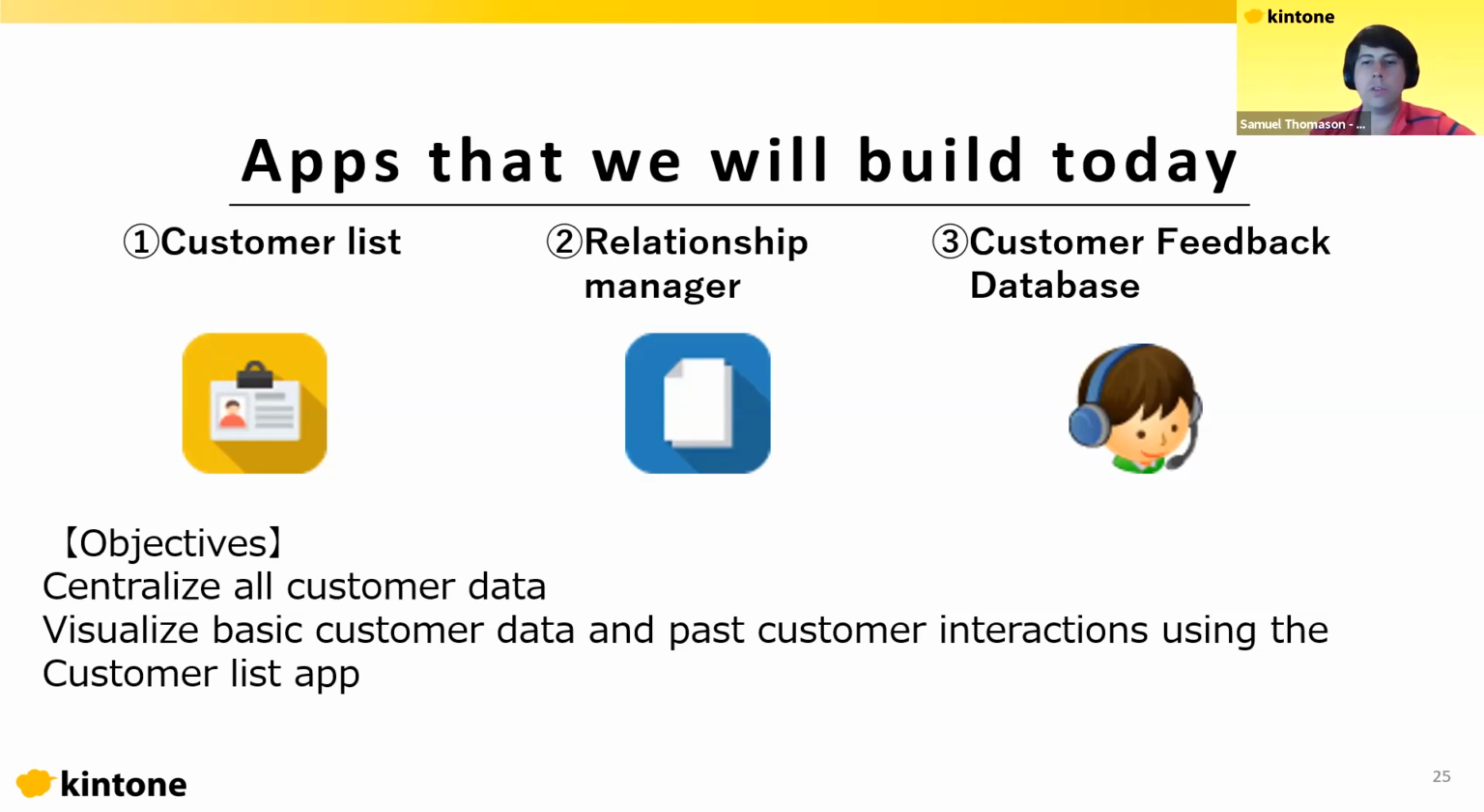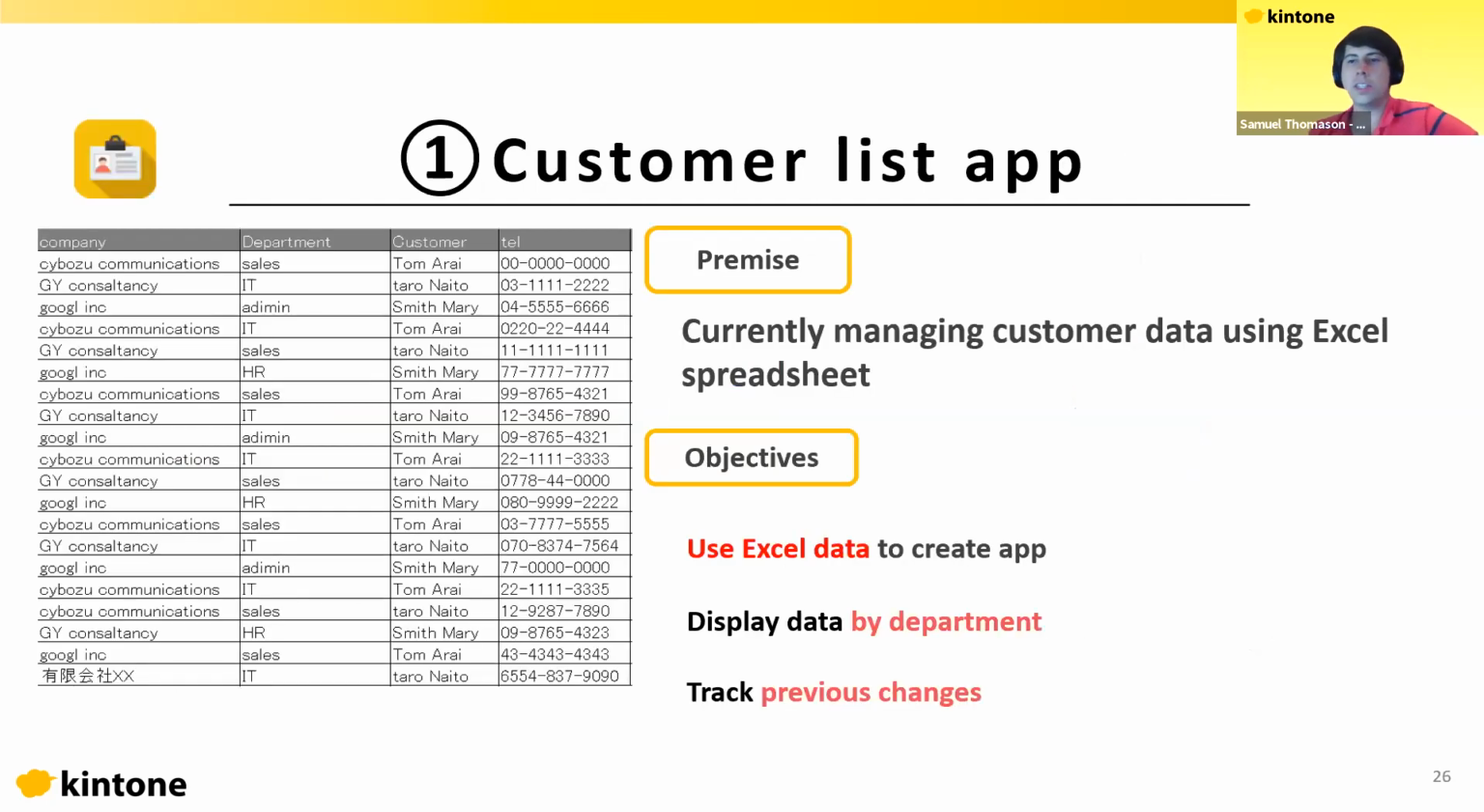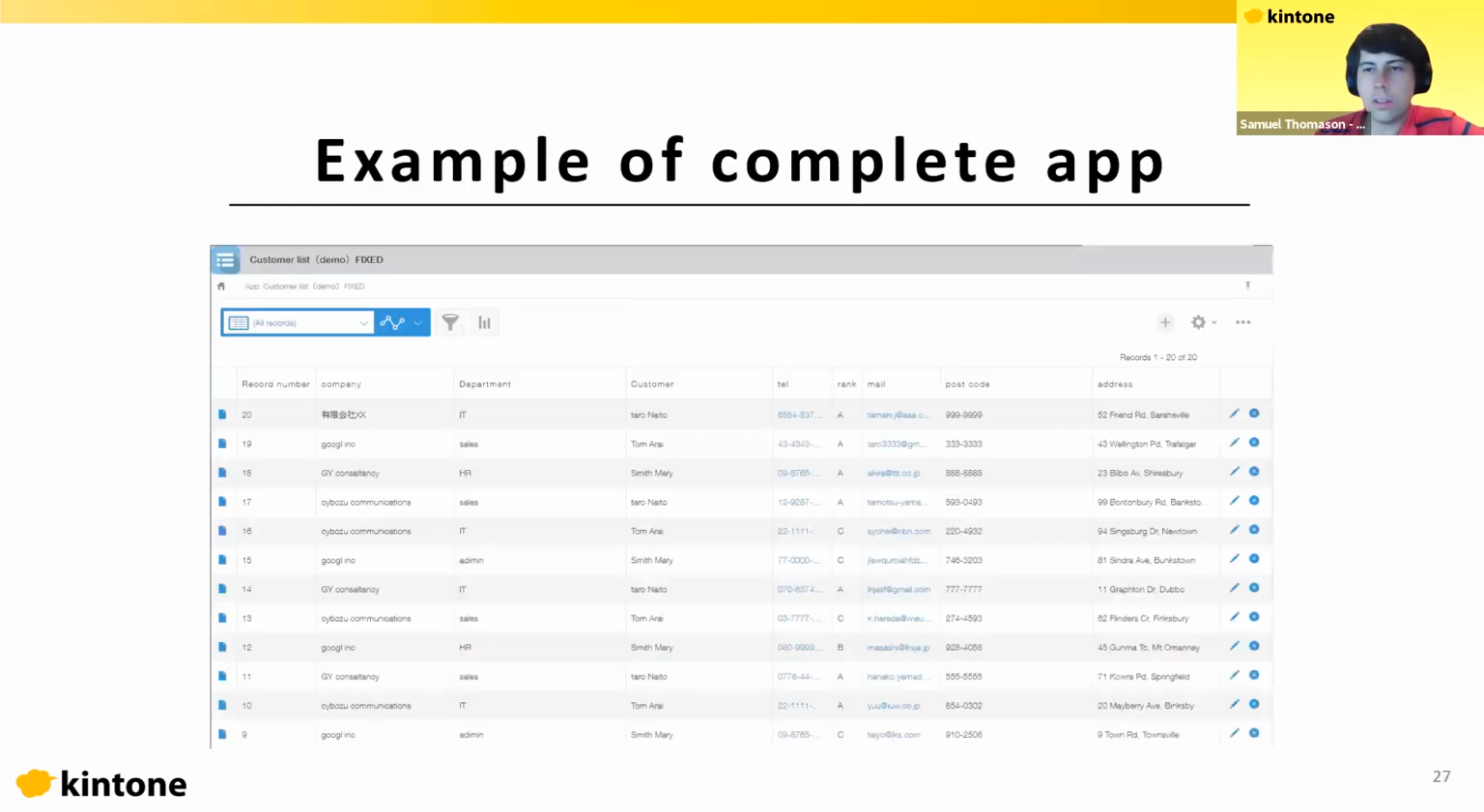The apps we've chosen are from 3 of our most common use cases, helping teams manage a customer database, which was previously in Excel, and logging transactions with a relationship manager app built from scratch to meet our needs. Then finally, we're going to make a customer feedback app for logging interactions with customers. So onto the customer list app, which we will be creating out of an Excel file. So this is what we expect the app to look like at the end, or kind of close to it. So without further ado, let's get to it.